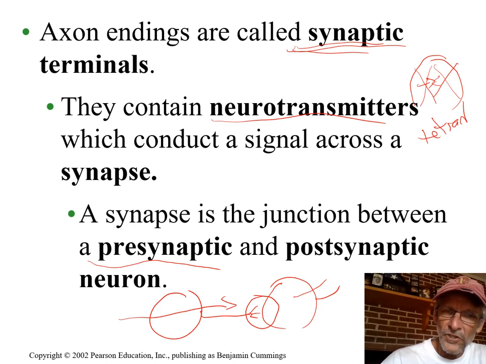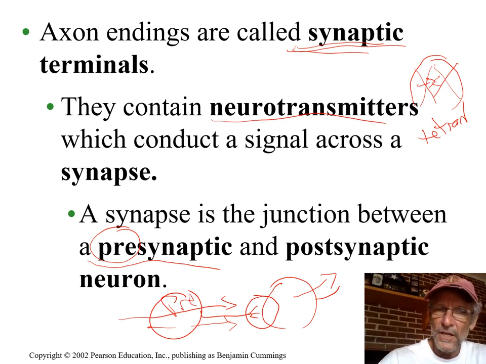If we're talking about this synapse where it connects, and the message is always going in that direction, from cell body down the axon, this would be called the presynaptic neuron, because it's before the synapse that we're talking about, and this is the postsynaptic neuron, if you're talking about this synapse right here, okay?